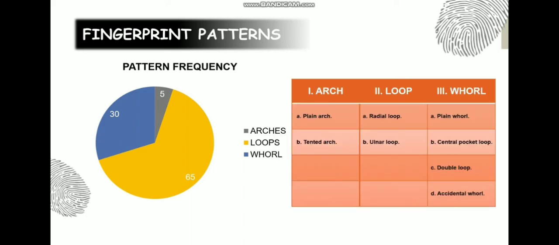So under the arch is the plain arch, and the second one is the tented arch, and then under the loop is the radial loop and ulnar loop, and then under the whorl is plain whorl, central pocket loop, double loop, and then the last one is the accidental whorl.